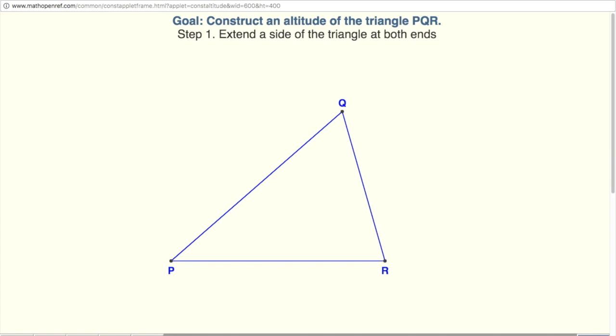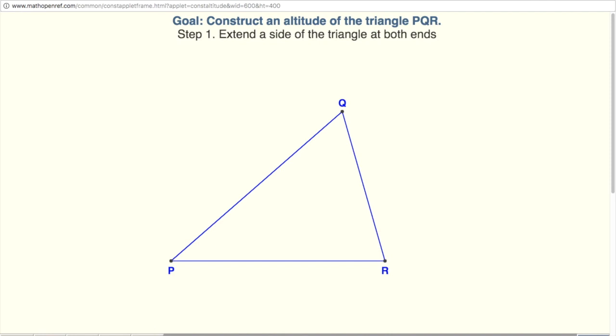Now we're going to make an altitude of a triangle. I've already mentioned what an altitude is, but just again, a refresher. If I made an altitude from Q, this angle here, it would go straight down and make a right angle. You often hear altitude as height because it's the height of this triangle. If you go straight up at a 90-degree angle, you'll get the height of the triangle.